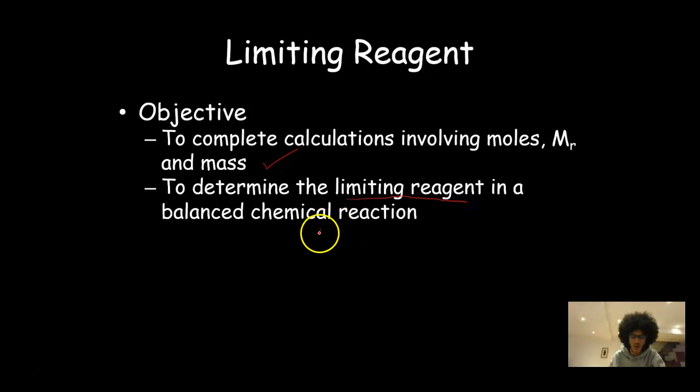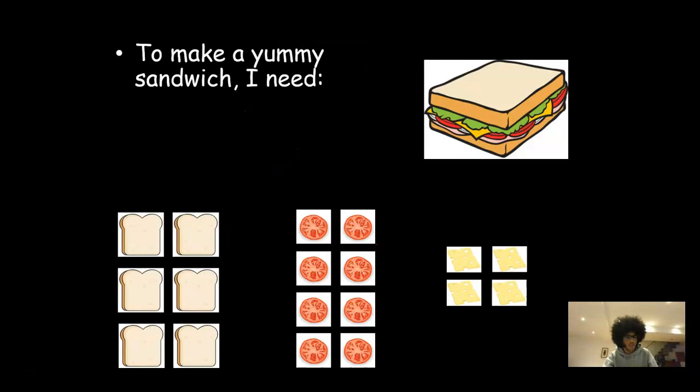This can happen in one of two ways. You need to be able to do the mathematics involved in determining limiting reagent, and also need to articulate it in terms of a sentence. And this is the bit which I think students find the hardest, and hopefully I can help you out with how to do that. So the best way of thinking about limiting reagent is think about making a sandwich.